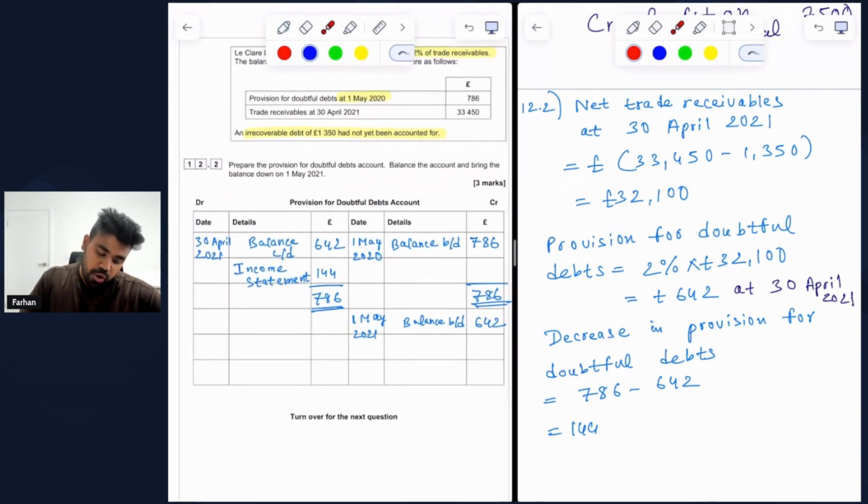Don't forget to also balance the account and bring the balance down on 1 May 2021. As you can see, I've brought forward the closing balance from 30 April 2021 to 1 May 2021 as balance brought down of 642. If you do not do this, you will lose marks in the exam. So make sure to remember to do this.